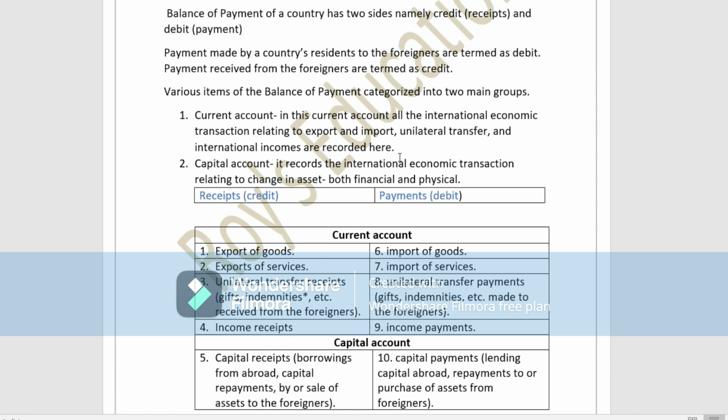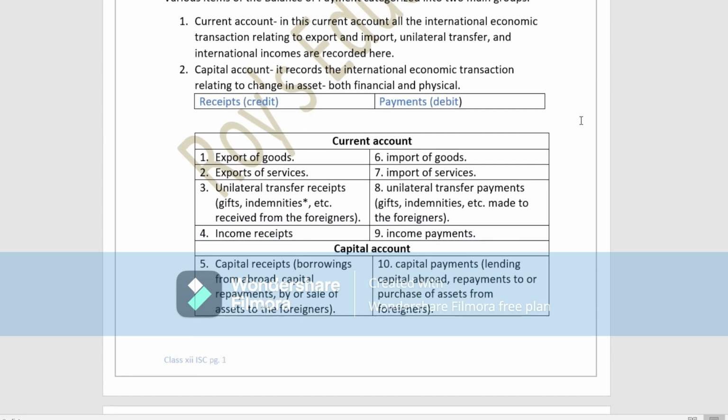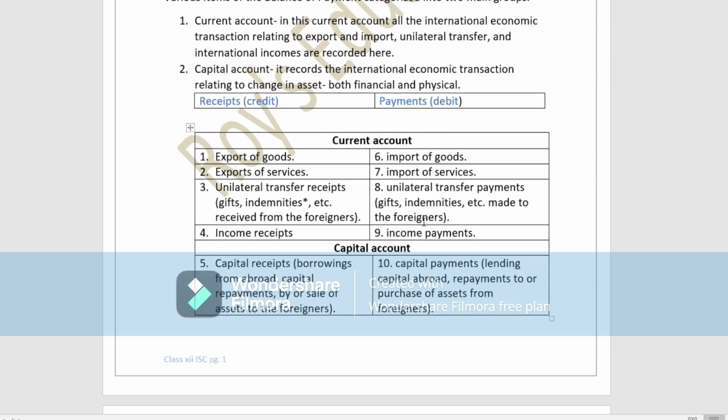So first, what is this current account? This is also an international economic transaction relating to export, import, unilateral transfer and international income. Everything is recorded in this current account. So here I have already made two columns. The first is the receipt side and here is the payment side. So what is on the receipt side? See, export of goods, and on the payment side is the import of goods.